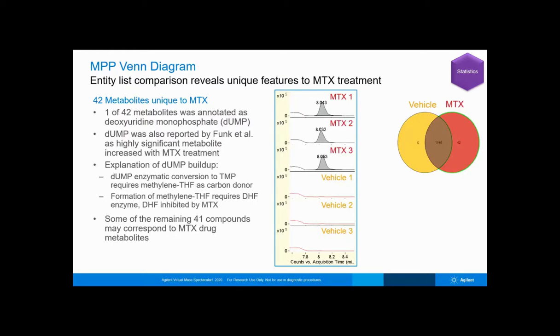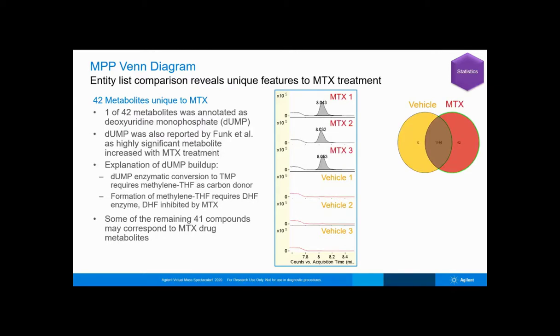Inspection of the Profinder project shown on the right confirms the absence and presence of this metabolite in the two groups. Now, dUMP was also reported by the paper we've been referencing as one of the top 4 most significant metabolites that increases with MTX treatment. It turns out there's a good mechanism for dUMP buildup explained by the authors. The enzyme dihydrofolate reductase is known to be inhibited by methotrexate. This would lead to the reduction of methylene tetrahydrofolate. Methylene tetrahydrofolate serves as a carbon donor in the conversion of dUMP to thymidine monophosphate.